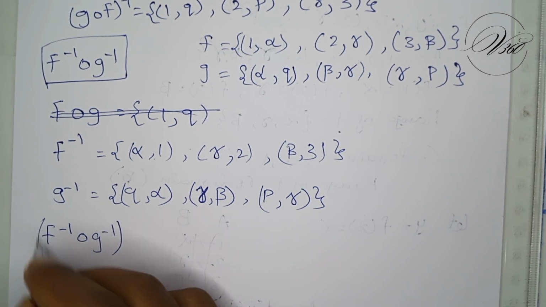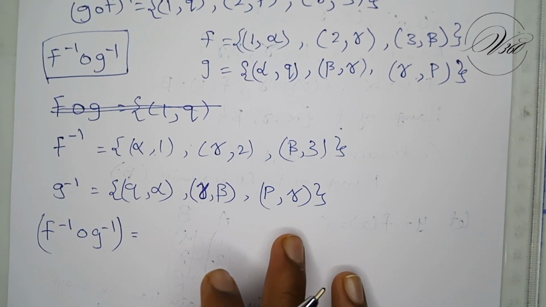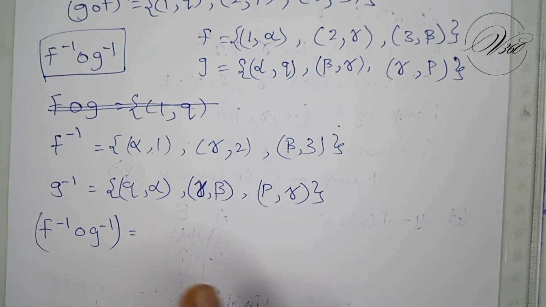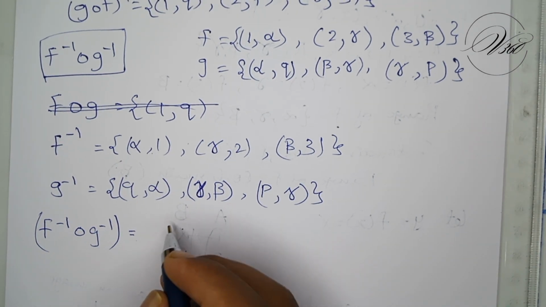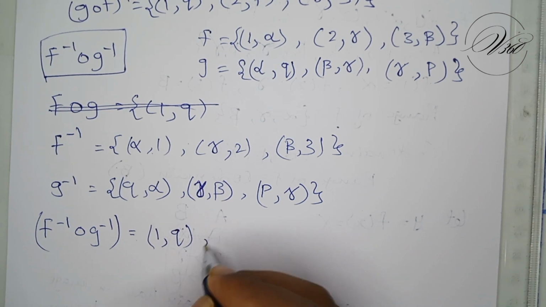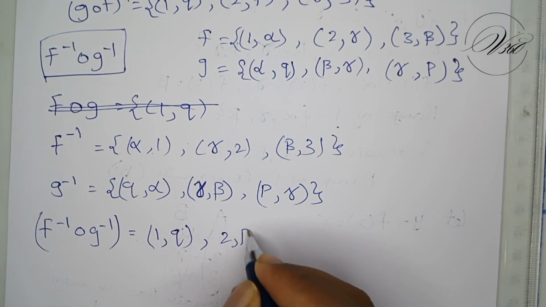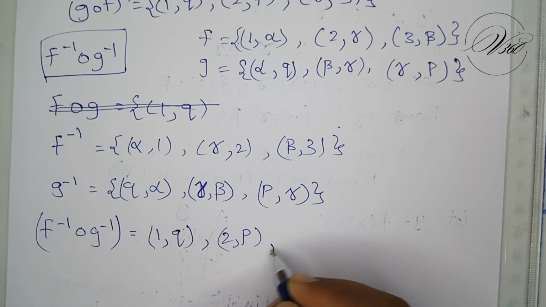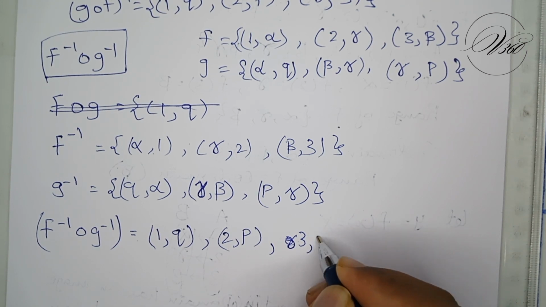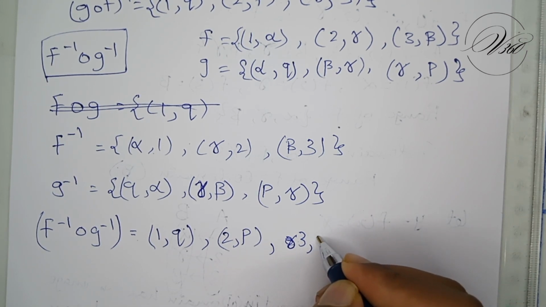Okay. Now to do this, what is G inverse? G inverse is this. F of G inverse is, I will tell you the answer, note it. That is 1 comma Q and 2 comma P and 3 comma R.